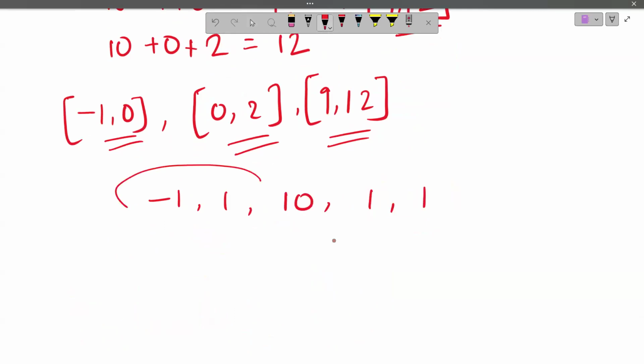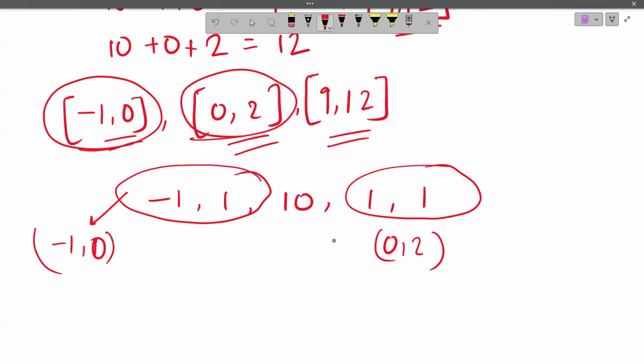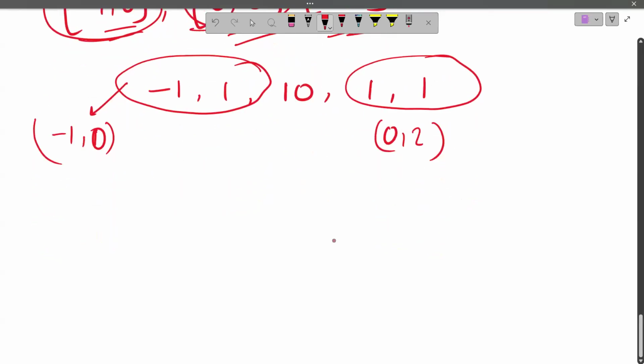If my array is -1, 1, 10, 1, 1, first you invoke Kadane's algorithm separately on these two arrays. This will give you a range -1 to 0, and a range 0 to 2 here. So these are the ranges which are not changed. But consider this: the subarray we'll get from this example is 10, and we will not get -1, right? Because that wouldn't be a subarray.